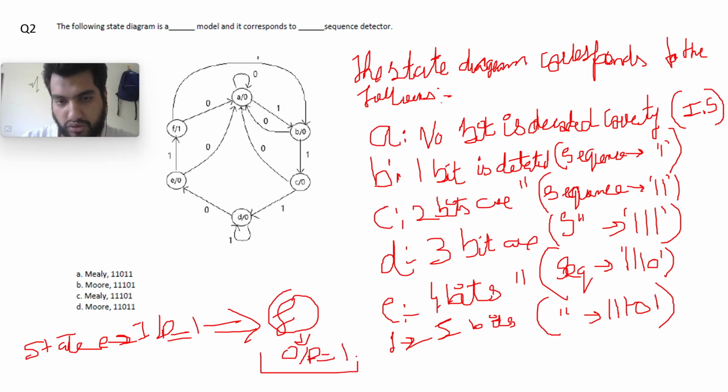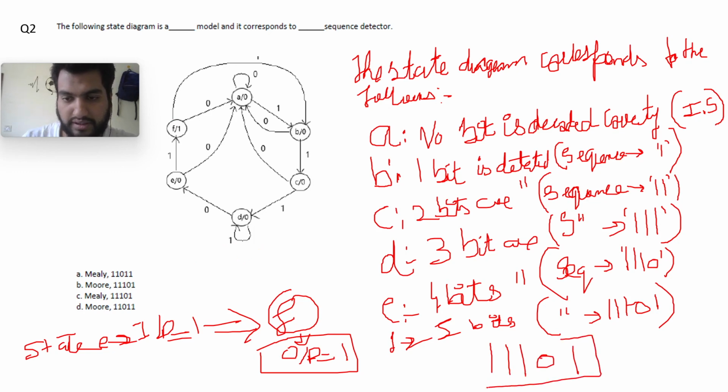So that means when the output goes to 1, my sequence has been detected. In all other cases you can see the output was 0. Only when this sequence 1 1 1 0 1 was formed, the output changed to 1. As you can see, the inputs only change the state, and only when it reaches a particular state does the output change to 1. So this is a Moore machine. The sequence is 1 1 1 0 1, so option B is the correct answer, and this is a Moore machine.